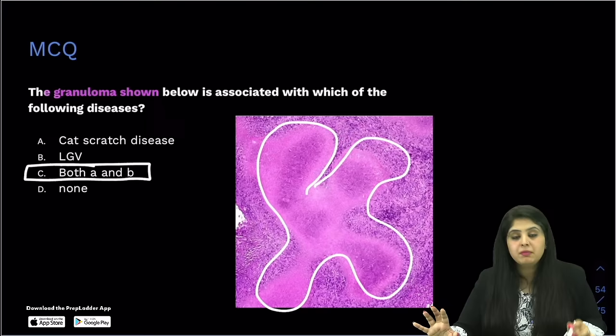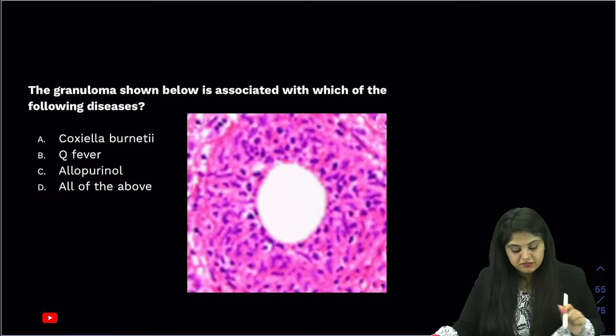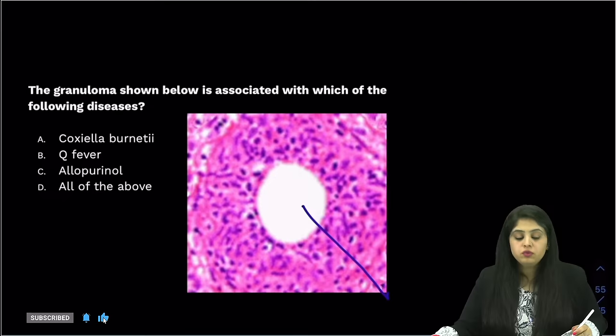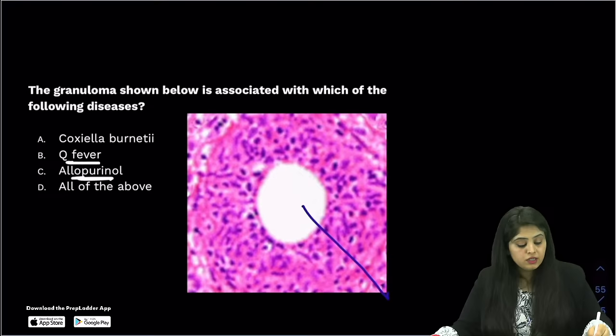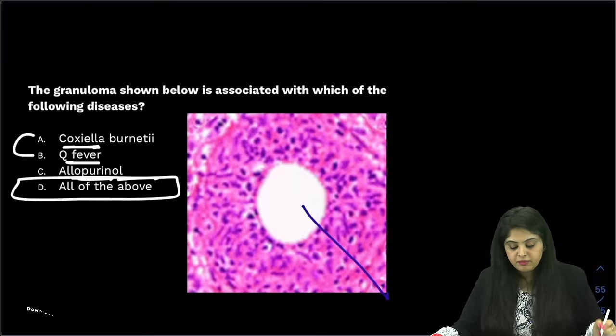Similarly, they give you this as the question. The granuloma shown below is associated with what? So I can see a classical donut. I would want to mark Q fever out of it. But I also have the drug written over here, that is allopurinol. Also, Q fever is caused by which organism? It's caused by Coxiella. So these are two correct options. Again, my answer becomes all of the above. I hope everyone's okay with this.